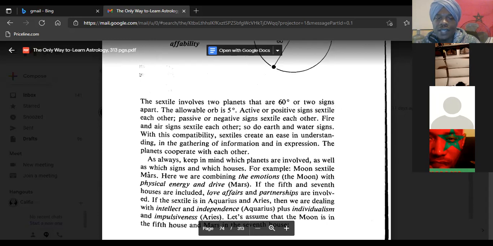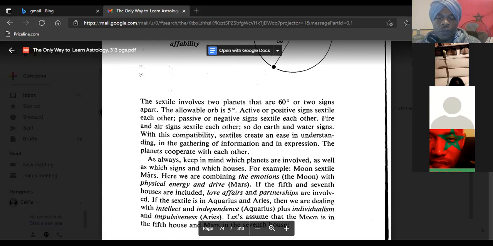Passive or negative signs sextile each other. Fire and air signs sextile each other. So do earth and water signs. With this compatibility, sextiles create an easy understanding in the gathering of information and in expression. The planets cooperate with each other. As always, keep in mind which planets are involved, as well as which signs and which houses.